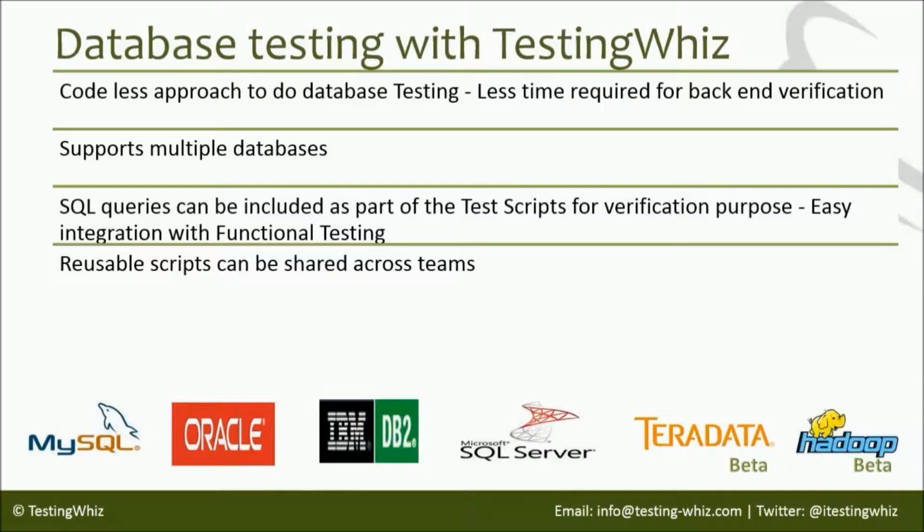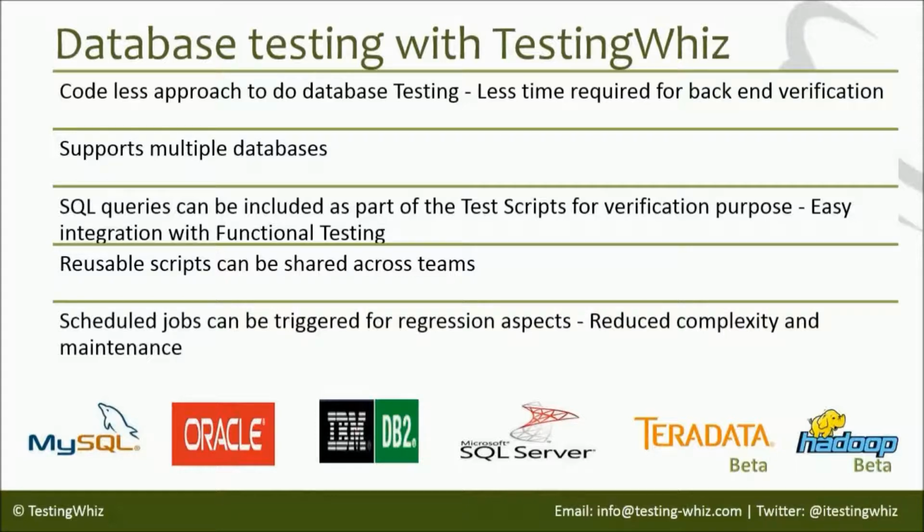When there is a large project or enterprise application being developed or maintained, it is really vital to have reusable components, for example, methods or test scripts. So TestingWhiz is built in a way that it offers reusable components so that they can be used and shared among team members. Once things are prepared, there is an out-of-box capability offered by TestingWhiz so that you can put them on scheduled jobs and meet your regression needs. Finally, it will help reduce the complexity and maintenance of the scripts that you have prepared.